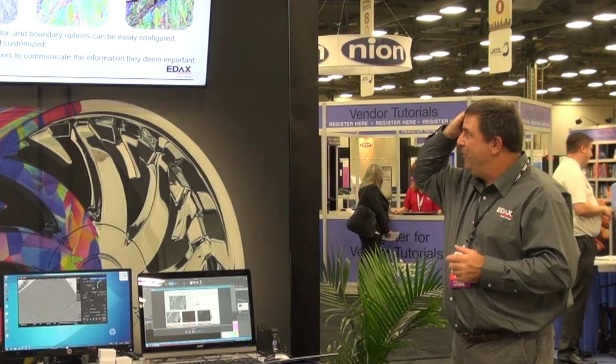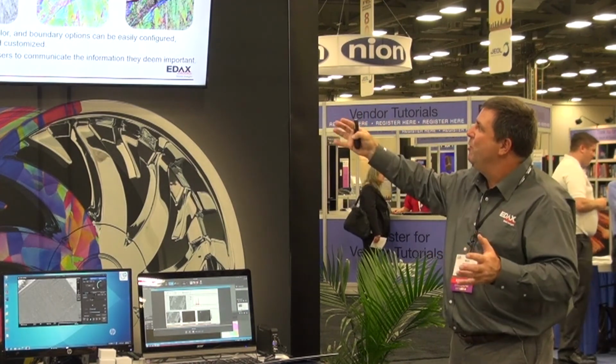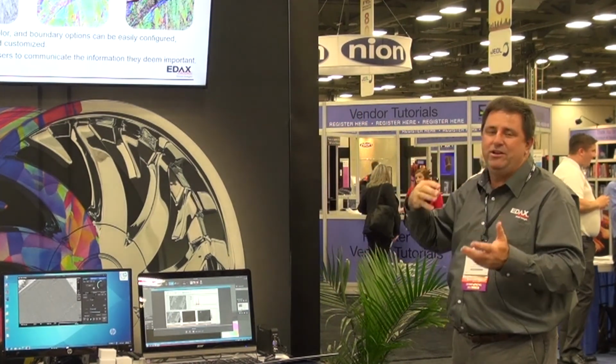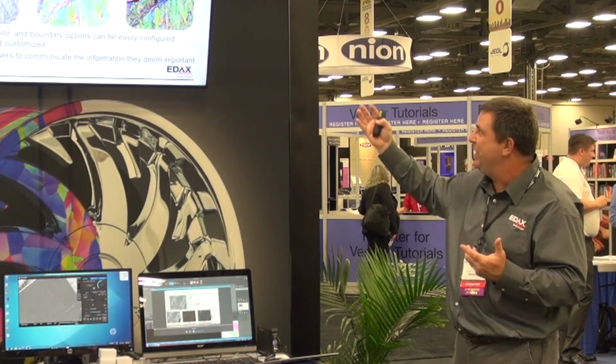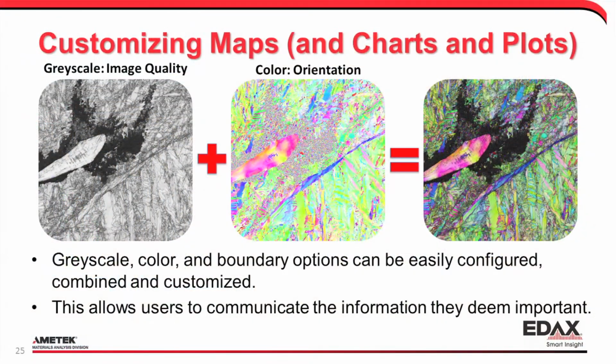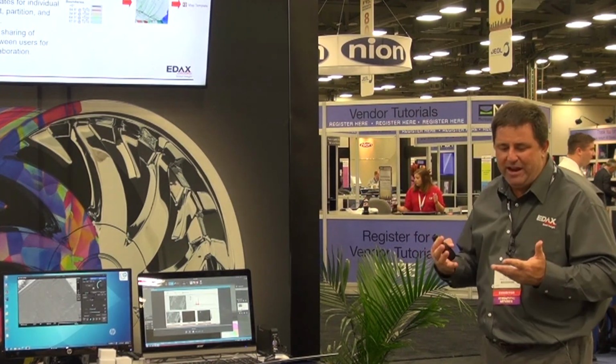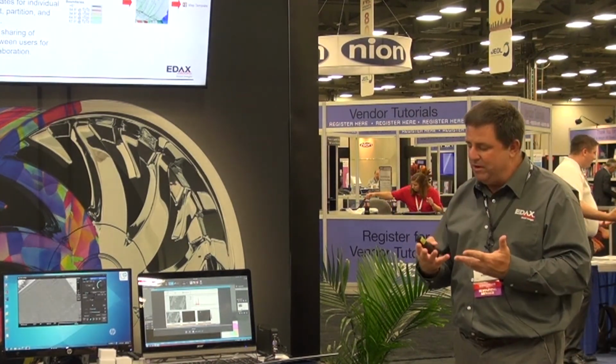As I mentioned earlier, we can take these images and we can create a grayscale image, we can create a color image, we can combine them together, and you can customize this. So you can really communicate the picture you want to see to describe the problem. So this is some deformation that occurred from a shock wave in a meteorite. And so we're trying to see the structure on the left with the orientations in the middle to kind of create a composite picture.